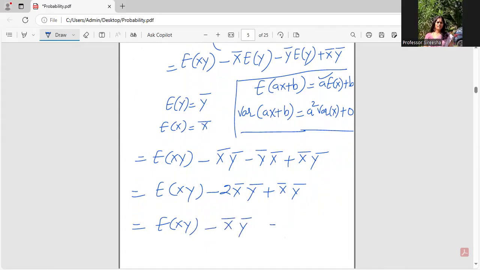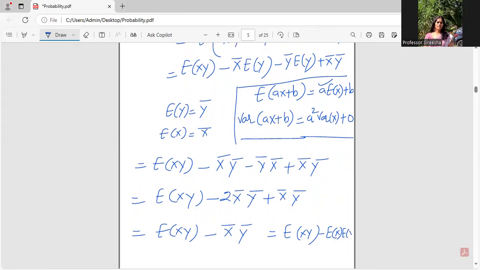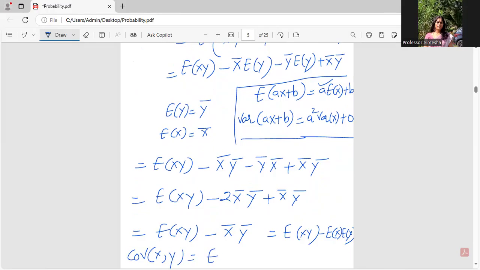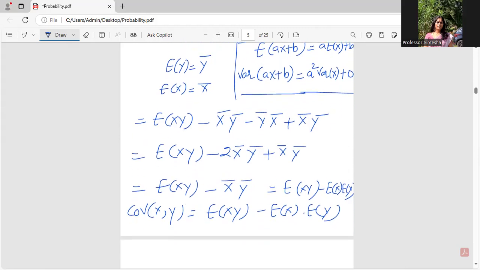What is x bar y bar? It's expectation of x and expectation of y, as I have written in the previous step. So I can write it like that just to maintain uniformity. Right. So covariance of x comma y is nothing but expectation of xy, x into y, minus expectation of x into expectation of y. This is the formula for covariance.